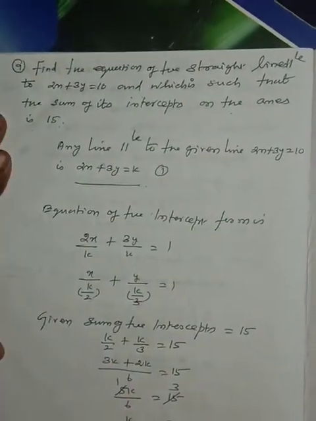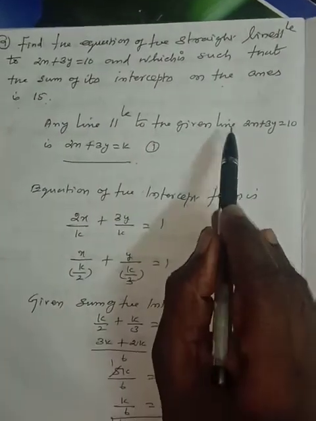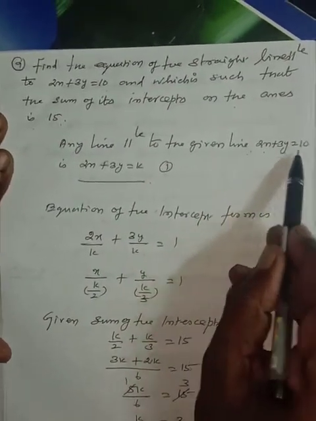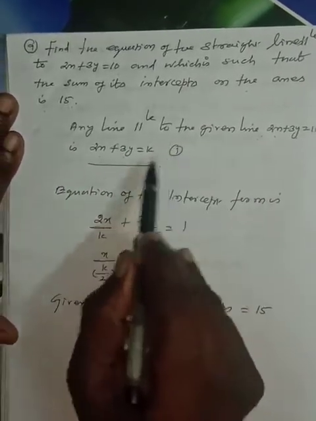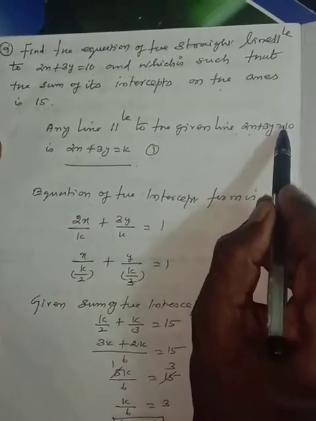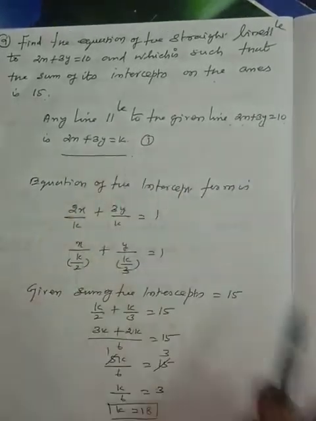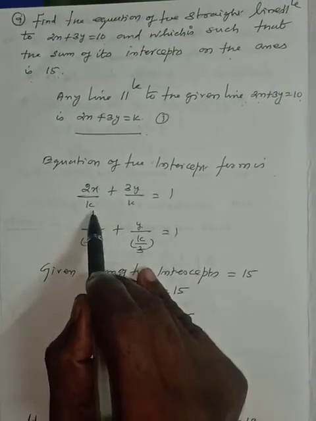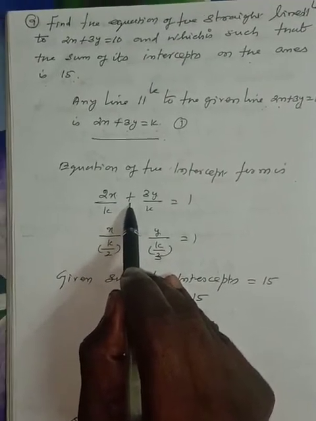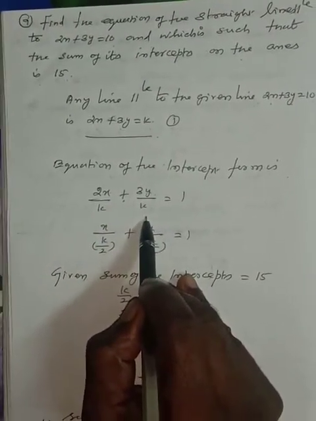Now any line parallel to the given line 2x plus 3y is equal to 10 is 2x plus 3y is equal to k. Equation number 1. Here the constant is k. The equation in intercept form is 2x divided by k plus 3y divided by k is equal to 1.